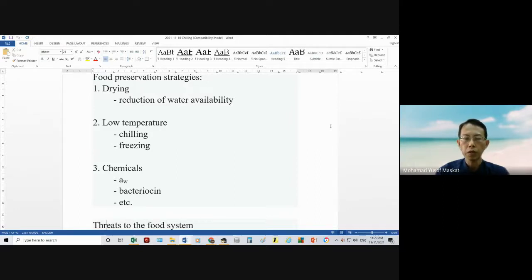Chilling is the lowering of the temperature of the product storage, but still above the freezing point of water. The freezing point of pure water is 0 degrees C. So when we talk about chilling, we lower the temperature, but it does not reach the freezing point of water, meaning that water will still be in its liquid state. Freezing is when we lower the temperature more extremely, below the freezing point of water.